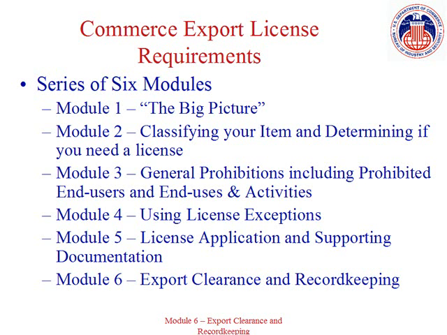The first module focused on the big picture, providing you with an overview of the regulations and the steps involved in determining whether your transaction is subject to the EAR and if it requires an export license. Module number 2 delved further into the process for classifying your item to determine if you need an export license, and module number 3 focused on end-user and end-use export restrictions and other prohibited activities. When we got to module 4, we introduced license exceptions. Module number 5 described the license application and support documentation process, and finally, module 6 introduced export clearance and record-keeping requirements under the EAR.